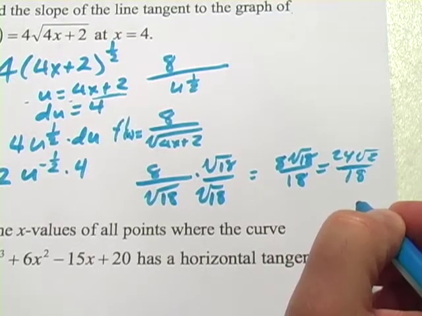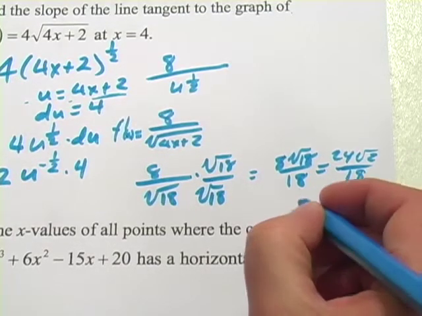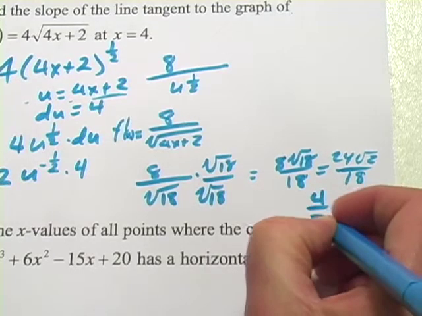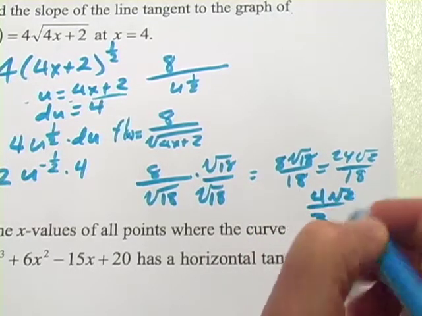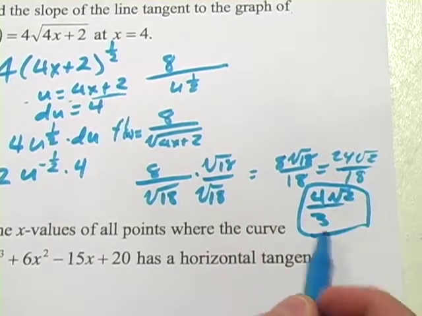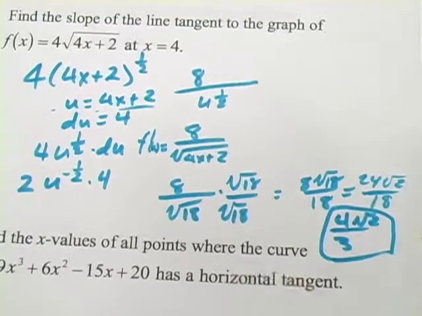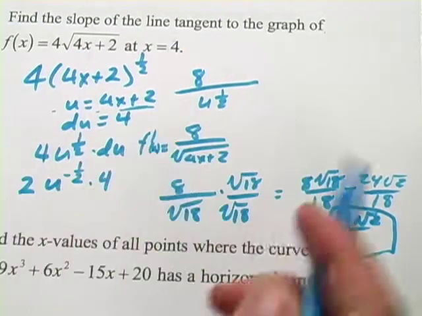And 24 over 18, I think what we get here is 4/3 times the square root of 2. That is the slope of the line tangent to this graph, our original function, at x equals 4.